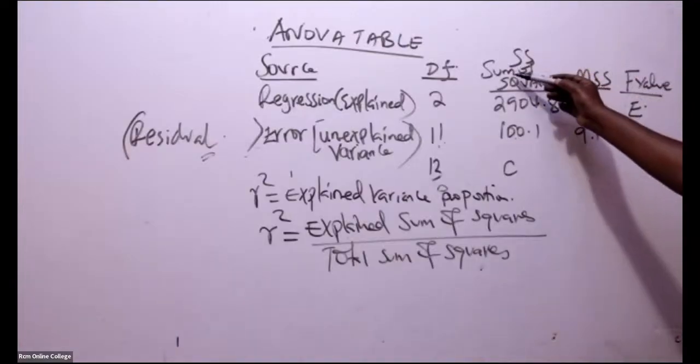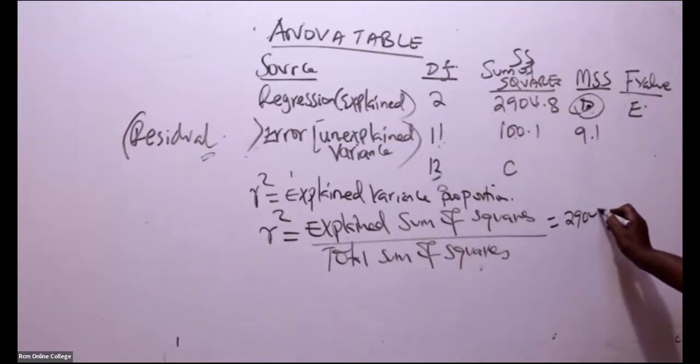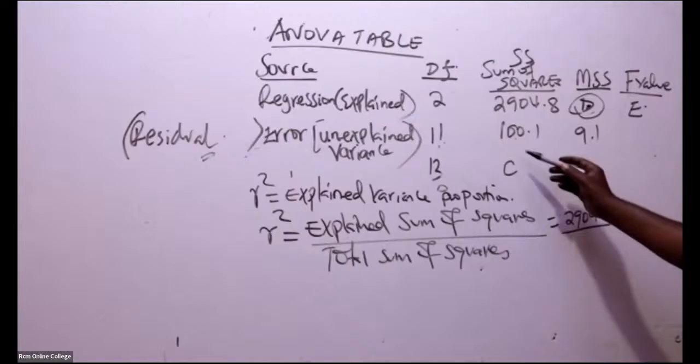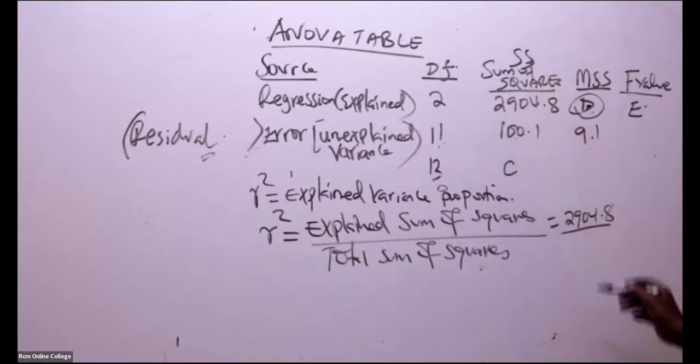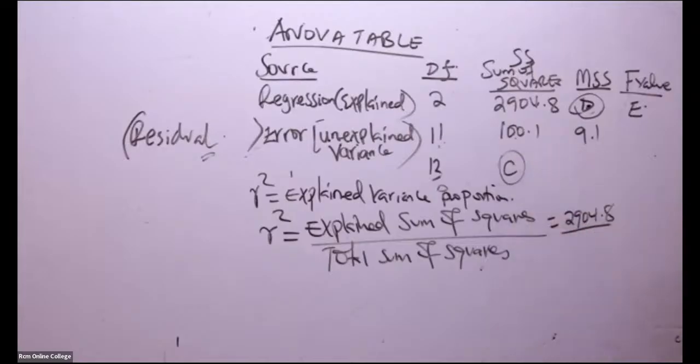Fortunately, we have the sums of squares. Explained is this one, 2904.8, all over the total. You had added this and gave me a figure of 30-something. You got this total here, the total sum of squares.